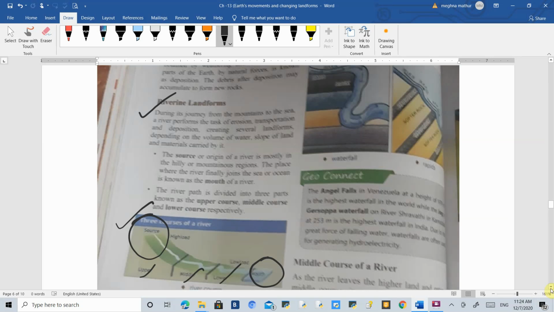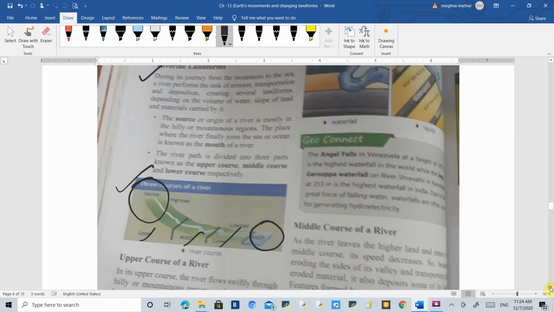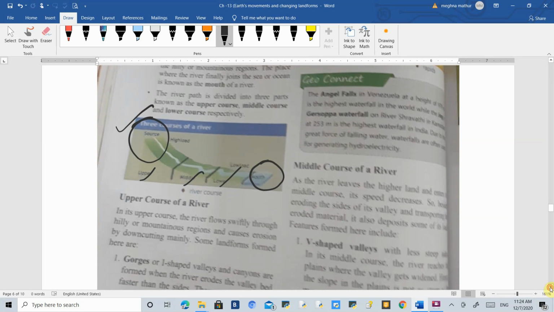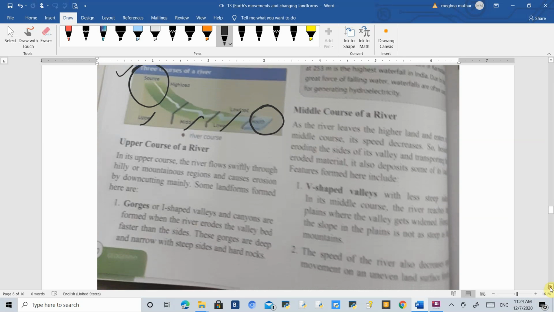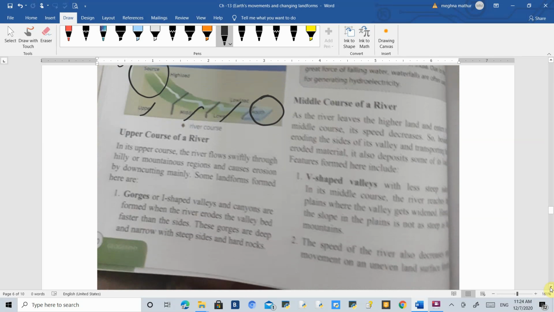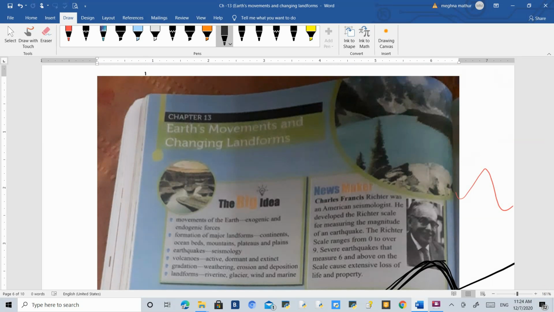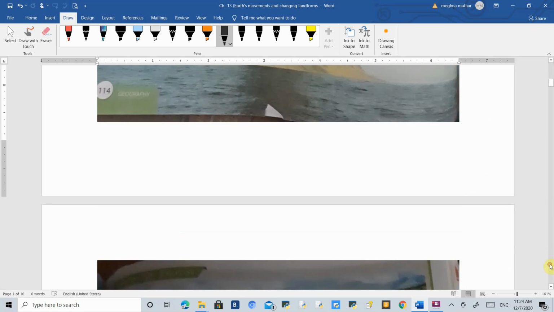Now we are going to read about all these three courses and what kind of landform they are creating in the next part. Now, what is the upper course of a river? Upper course of a river is a point from which a river is originating. It is generally an area which is very much elevated, and that is why, because the river is coming from a very high point and it is coming down, the pressure of the water is very much.